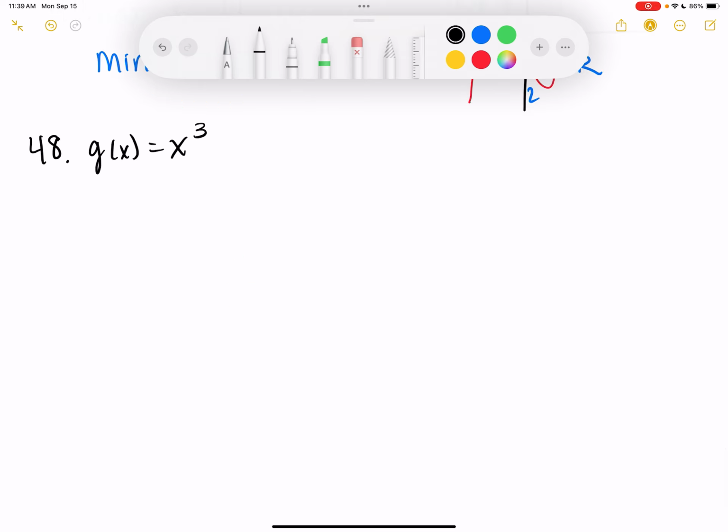So I'm going to plug in negative x. So g of negative x is equal to negative x cubed. Well, what is a negative value raised to an odd power? It's negative. So this is negative x cubed. My original function was x cubed. The entire thing is negative. So that means that this is odd.